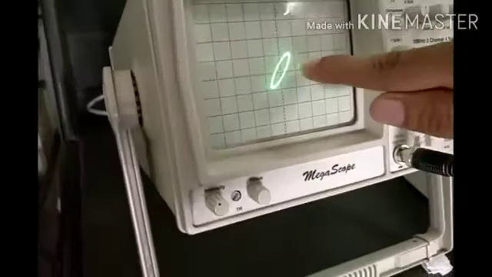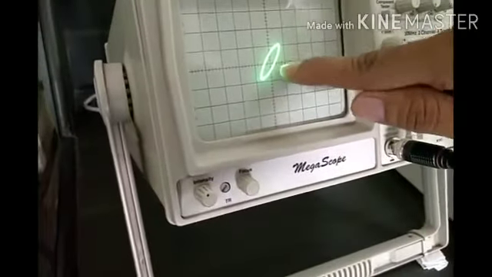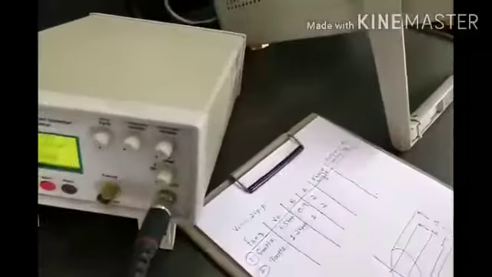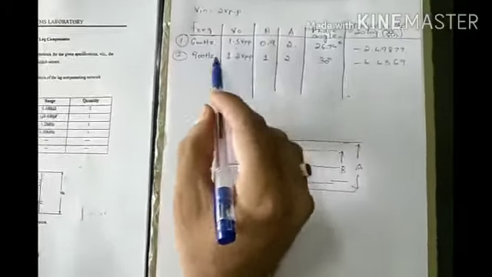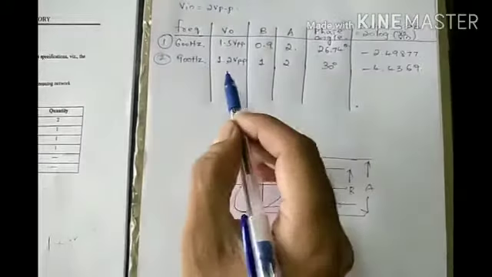Then B is how much? You can see here 0.5 plus 0.5, upper 0.5, below 0.5, so it is 1. The next part we will make the calculation. We have taken 2 readings here, right? One for 600 Hz, another for 900 Hz. Let us do the calculation part.